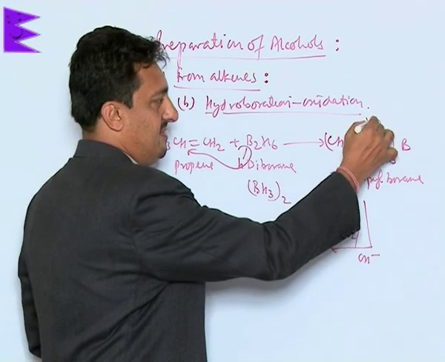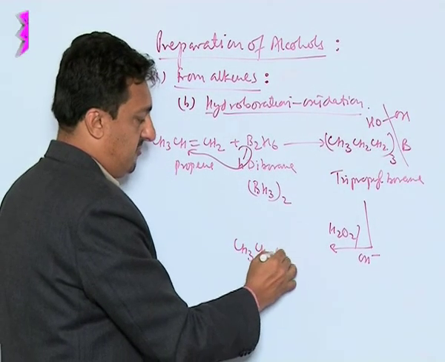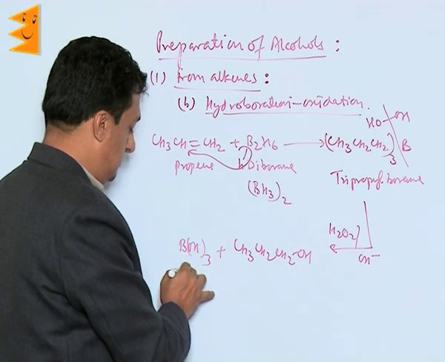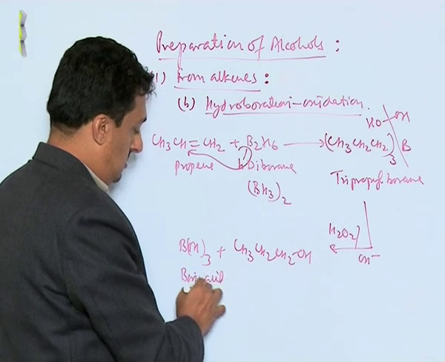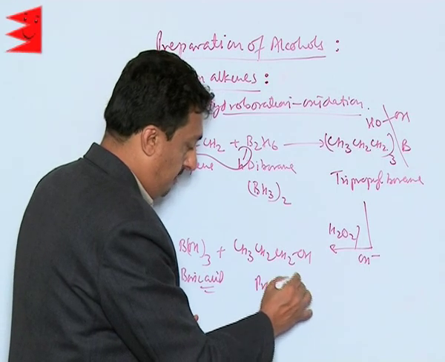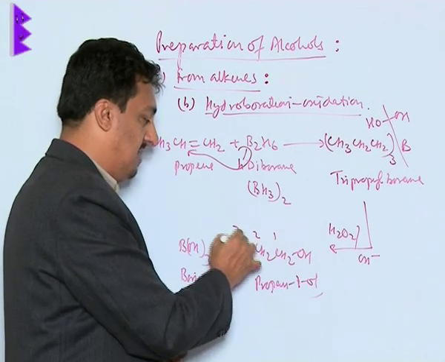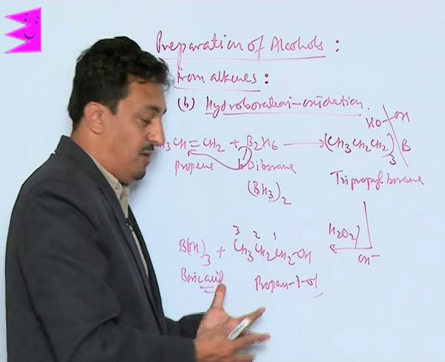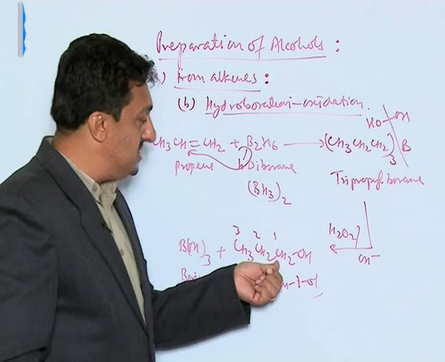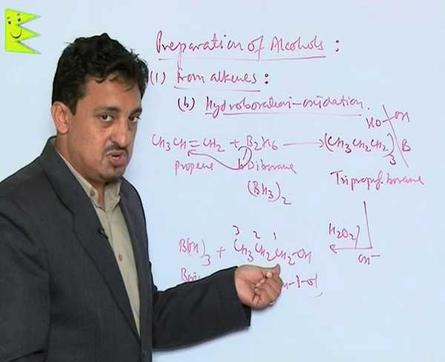It breaks like this, OH and OH. So what we get is CH3, CH2, CH2OH plus of course boric acid. This is the boric acid. Now the alcohol obtained is propan-1-ol. The OH group is attached to the first carbon atom, and on seeing the final product, we can think that the addition of the water molecule has taken place in such a way that the OH, or negative part, is going to a lesser substituted carbon atom.